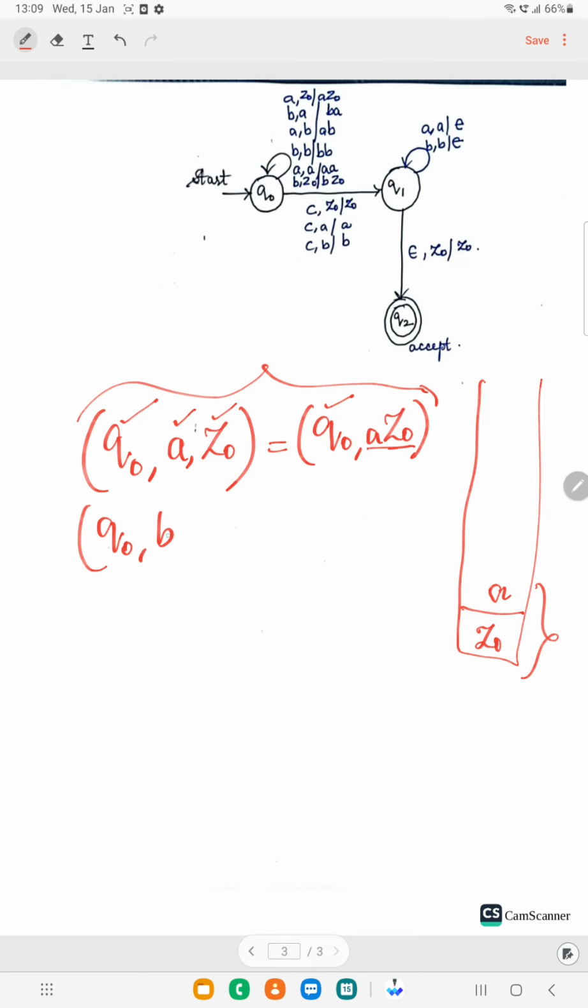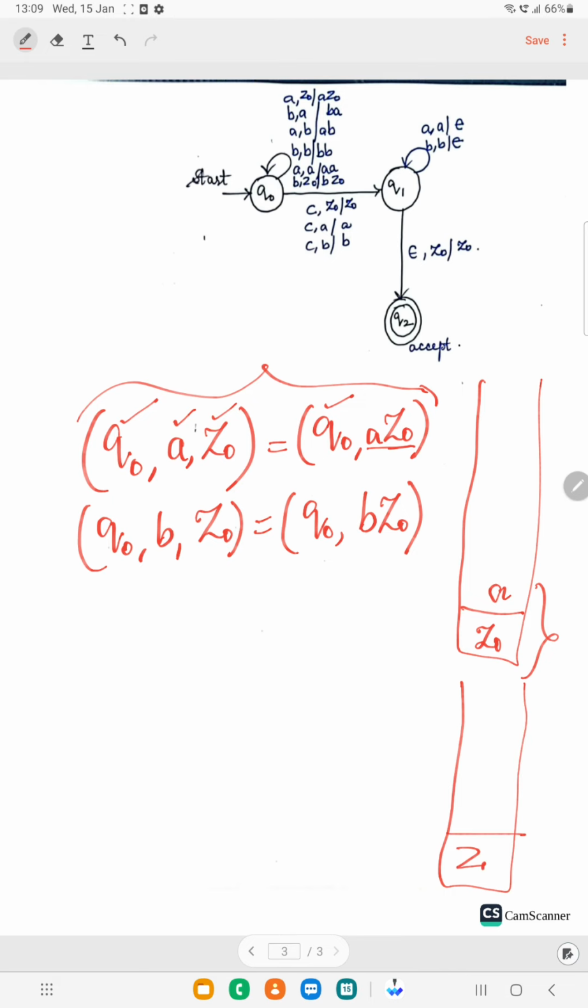So if the symbol is b and the top of the stack is Z naught, what action has to be taken? Don't change the state. Okay, don't change the state. Q naught, b Z naught. When to change the state, you will get to know. If Z naught is there and the scan symbol is b, just push b onto the top of the stack.